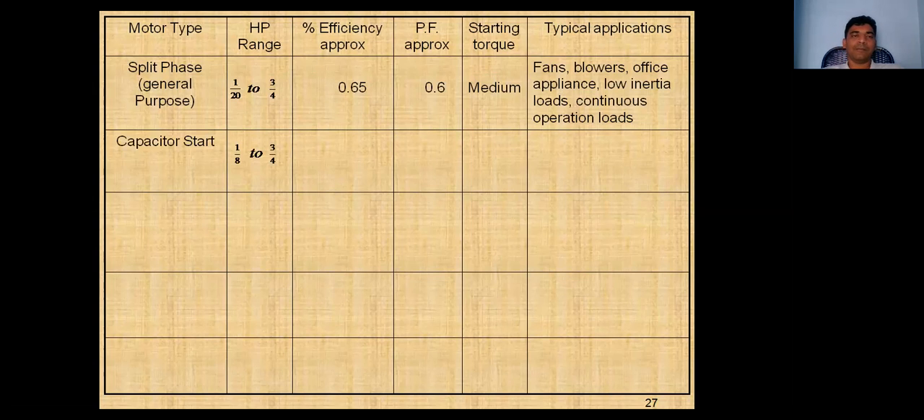Capacitor start motor. Capacitor start motor is also a fractional kilowatt motor. Its HP is around 1/8 to 3/4, and its efficiency is also very low, approximately 0.6, and its power factor is around 0.7. It has very high starting torque, around 350 to 400% of full load. Coming to the applications, it is used in compressors, pump sets, air conditioners, conveyors, etc.